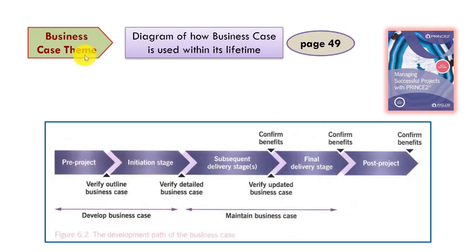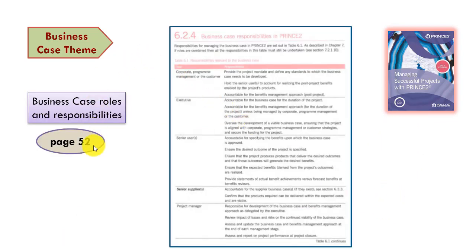In the business case theme, there's a great diagram of how the business case is used within its lifetime. I say lifetime because, of course, it's used after the project is complete. Tab up page 49. Here's the diagram. It's great for if you have a question that's testing your knowledge of how a business case is updated or verified throughout the project and beyond, as you can see here. Still on the business case theme, go and tab up page 52 as well. It talks about the roles and responsibilities for the project. Again, if you get any question on that, here's a quick and fast reference to get the answer.